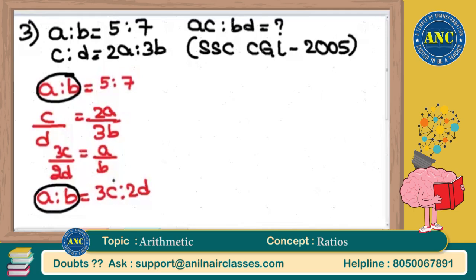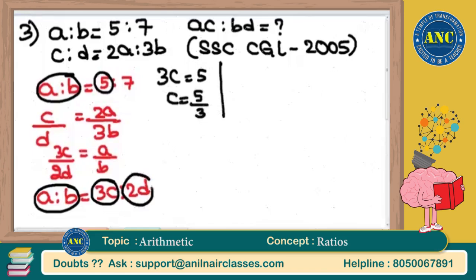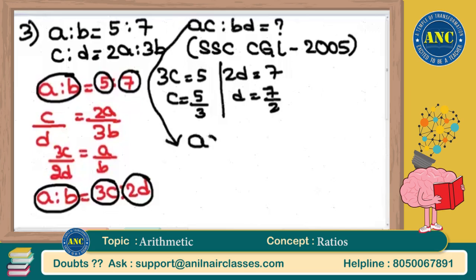Equate the right hand side. 3C will be equal to 5, right? So C value will be 5 by 3. Similarly, 2D will be equal to 7. So D value will be 7 by 2. Now, I have C value, I have D value. What is the question? Question is AC is to BD. A value is nothing but 5. Substitute. C value is 5 by 3.